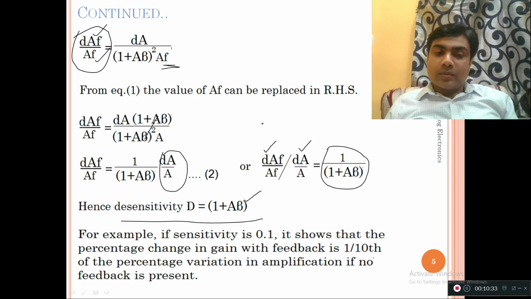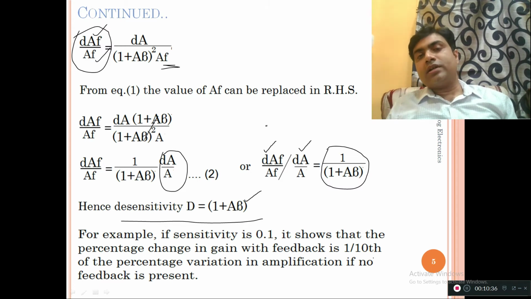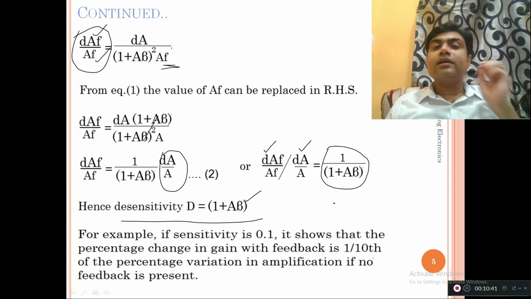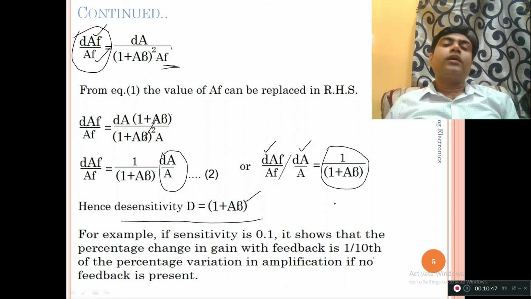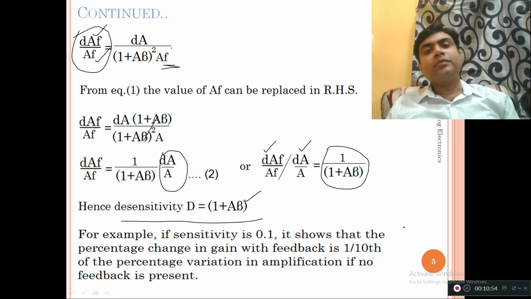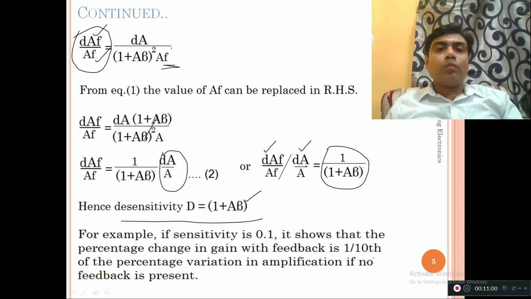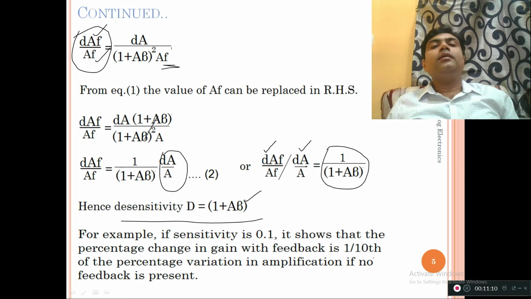So if somehow in designing the amplifier we can have a larger value of D, let us say if we design D as 100, I'm just keeping it as an example, we can have the value of sensitivity as 0.01, so it becomes the 100th of the sensitivity term. Then that will become a more stable value of the fractional change with feedback as compared to without feedback. So ultimately we can say that negative feedback is going to give me a better value of the gain.